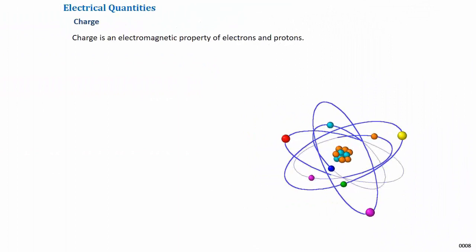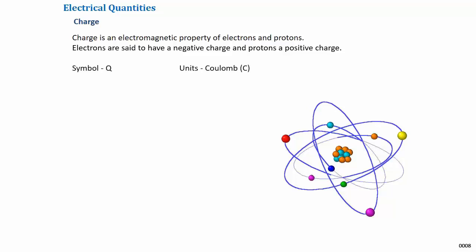Charge is the name given to the unique electromagnetic property possessed by electrons and protons. It cannot be found anywhere else. The properties of electrons and protons are very similar but have some obvious differences. By definition, electrons are said to have a negative charge and protons a positive charge. The symbol associated with charge is the letter uppercase Q, and its unit is the coulomb, abbreviated to the letter uppercase C.